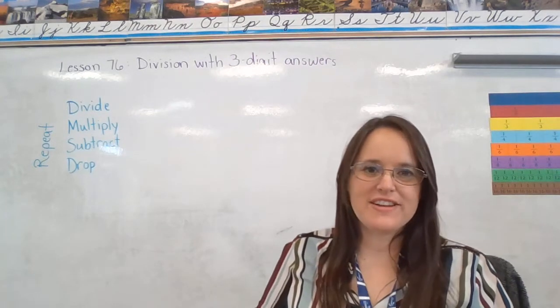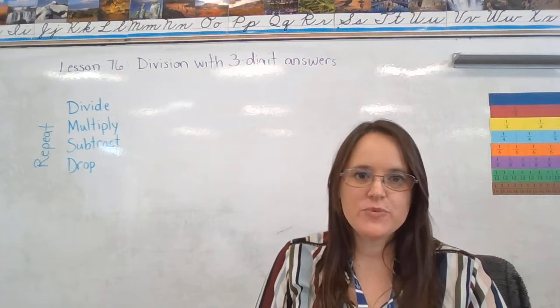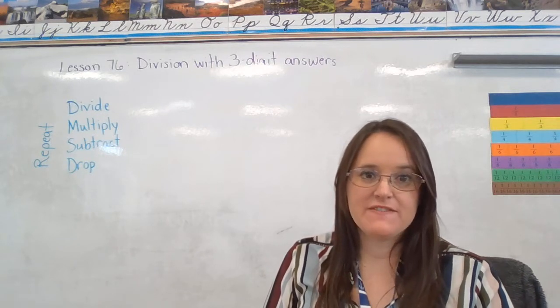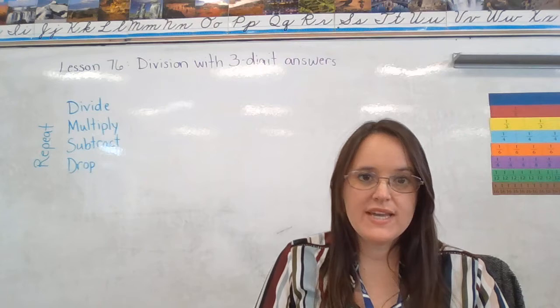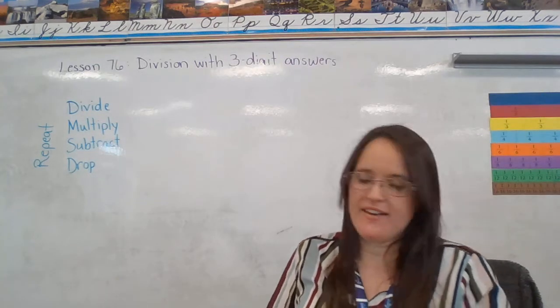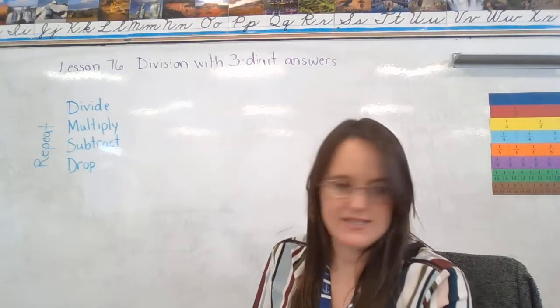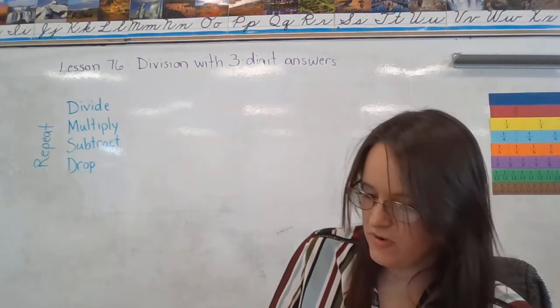Hi class, today we are on Saxon Book 4, Lesson 76, and we are going to be looking at division problems with 3-digit answers. So for our first example here, we have 794 divided by 3.